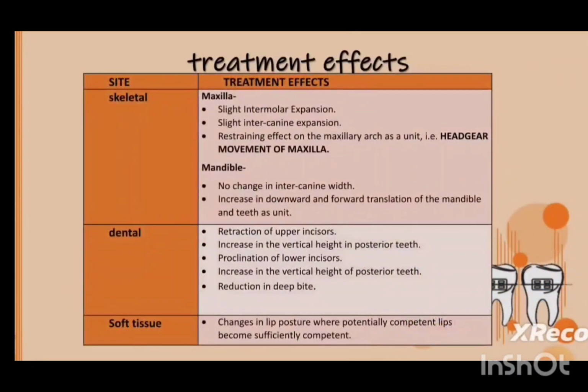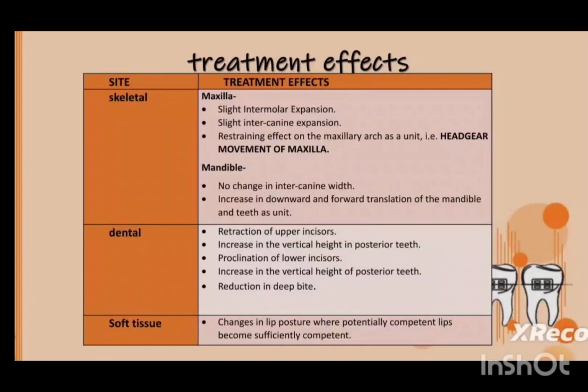Let's talk about the treatment effects now. We broadly divide it into skeletal, dental, and soft tissues. Skeletal changes in relation to maxilla: we observe there is a slight intermolar expansion of the arch, slight intercanine expansion, and the popularly known headgear movement of maxilla, that is the restraining effect of the maxillary arch as a unit. In mandible, there is no change in the intercanine width, but there is an increase in downward and forward translation of the mandible as a unit.